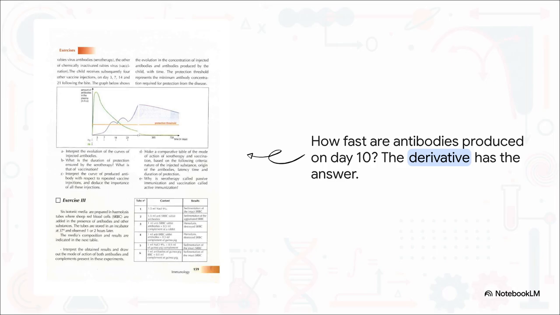Okay, let's make this super real. You've probably seen a graph like this in your immunology chapter, right? It's showing antibody production. Now, if we ask how fast antibodies are being produced on exactly day 10, well, that is a classic job for the derivative. It's nothing more than the slope, the steepness of the curve at that one single point.